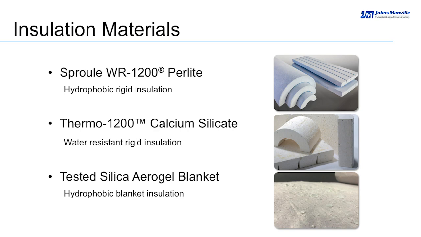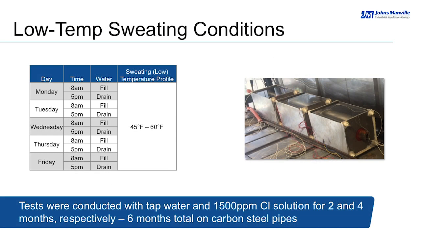The perlite product is a hydrophobic insulation that has always repelled water up to about 450 degrees Fahrenheit. And our new calcium silicate product, introduced last year and tested here, is a water-resistant product that also sheds water, as can be seen in the middle picture. Finally, the third material is the same silica aerogel blanket that we tested last year, and we used that as a baseline comparison.